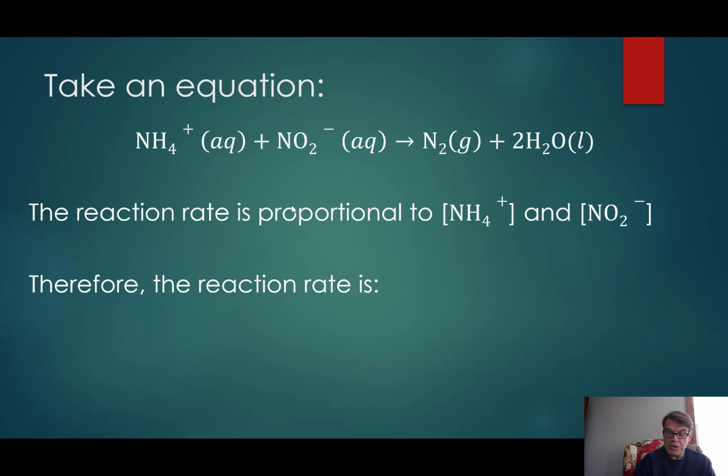And so, as you may know, if you've done enough of this sort of thing before, when we have a directly proportional relationship, all we have to do is stick a constant in there, and we've got an equation. So the reaction rate is a constant of some kind, times the concentration of ammonium ion times the concentration of nitrite ion, and that's going to be an equation. And by the way, the rate is usually in molarity per second.